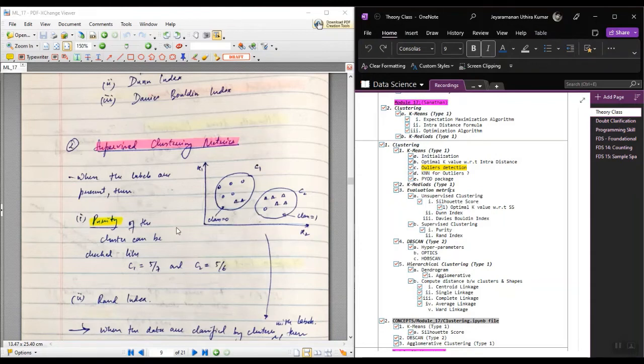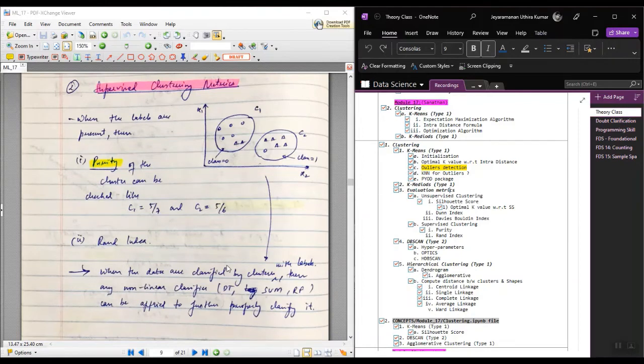Purity is nothing but how many elements are perfectly classified. If the clusters happen like C1, C2, that means this is class 0, class 1, and we can check the purity. If there are 7 elements here, we check how many of them belong to class 0, which is 5 by 7 here, and for class 1 it is 5 by 6. So we know the purity of this particular clustering. And there's another method called the Rand index, which can be used.